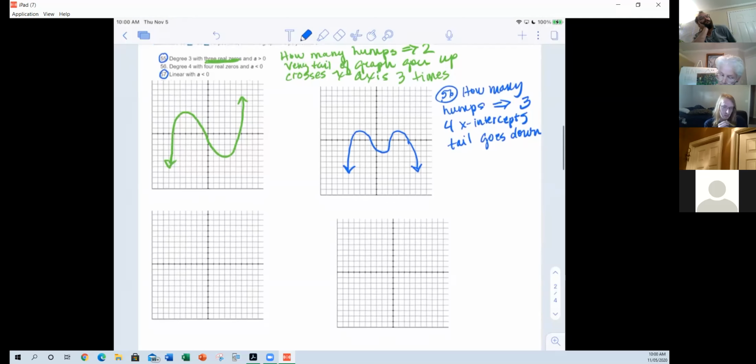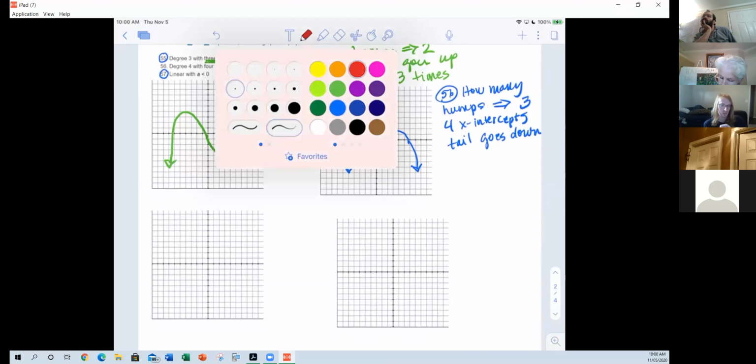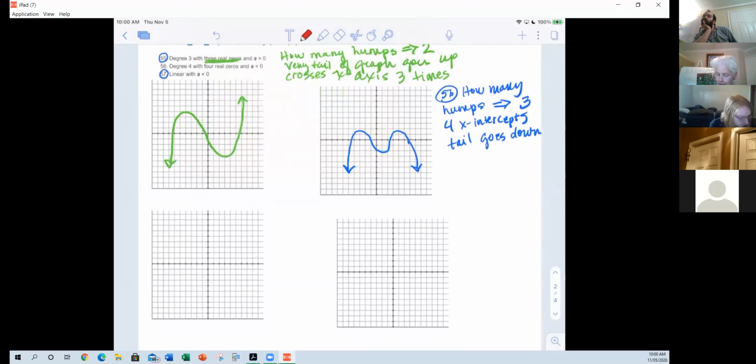All right, so on 57, this one's kind of super easy. A linear function. What does a linear function look like? Line. It's just a straight line. And A is less than 0. So which way is the straight line going to be going? These are approximate, it doesn't have to be perfect, everyone's can look totally different. It just has to meet the criteria. It's like a slope going from left to right, it would be going down. So you can draw it anywhere you want. Just make sure it's a line that's pointing down.